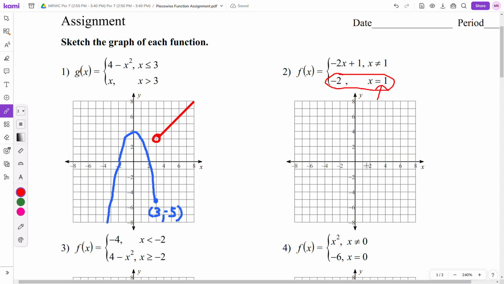Where is x equals 1? Here. How high is it? It's negative 2. Let's put a little dot there. Let's make it actually a little bit easier to see. So 1, negative 2, right there. There's that dot.